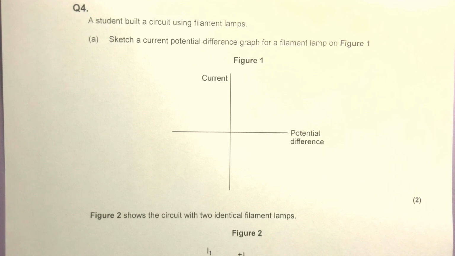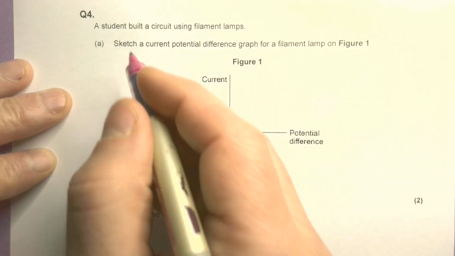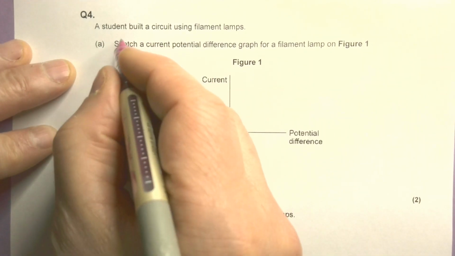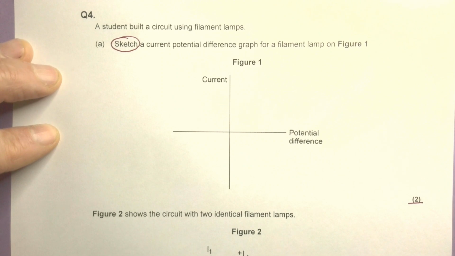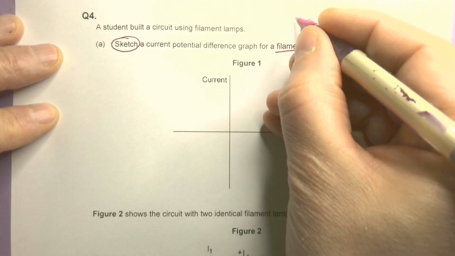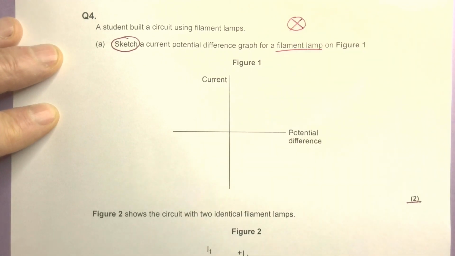Question 4a. A student built a circuit using filament lamps. Sketch a current potential difference graph for a filament lamp on figure 1. Okay, so we've got to sketch it, so that means there's no numbers involved. It's worth 2 marks, and it's a filament lamp. Okay, so the filament lamp, remember, circuit symbol looks like that.